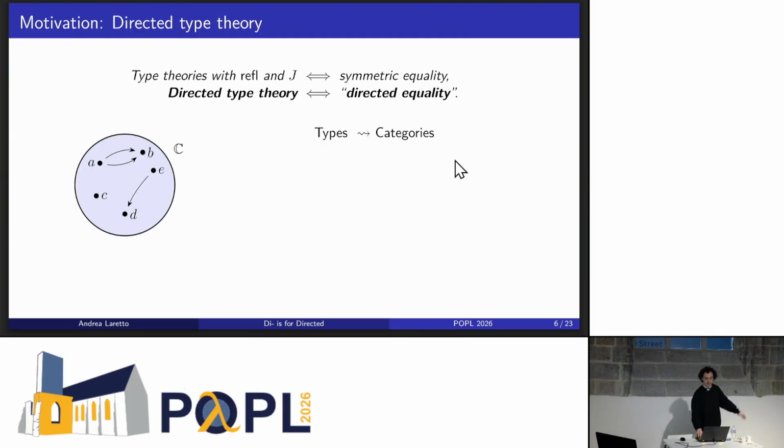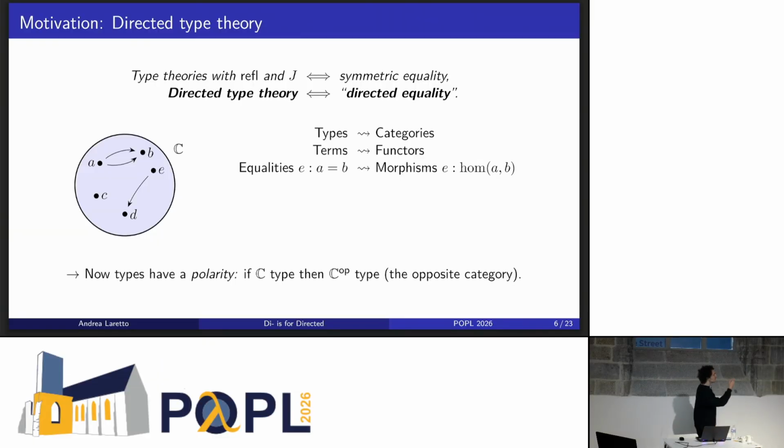And so your types become categories, and intuitively, what should happen next is that your terms become functors, or something like this, right? And that your equalities are exactly the morphisms of your category. And now, because you have categories, types should have a notion of polarity. If C is a type, then C-op should be a type too. And C-op is just the opposite category, where we take this type and reverse the direction of the arrows. And now that we have this structure, we can say that equality types instead become hom types. And because equalities are asymmetric, we kind of have to put this op on the left side because morphisms are contravariant on the left.